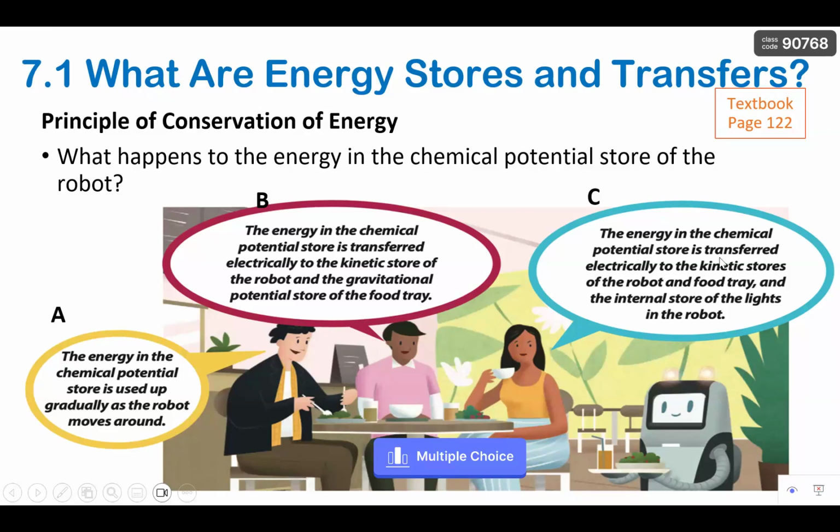It says that the energy in the chemical potential store, in this case via batteries or electrical means, is transferred electrically to the kinetic store of the robot as the robot moves. Okay, and the kinetic store of the food tray because the food tray moves together with the robot, and the internal stores of the light in the robot.